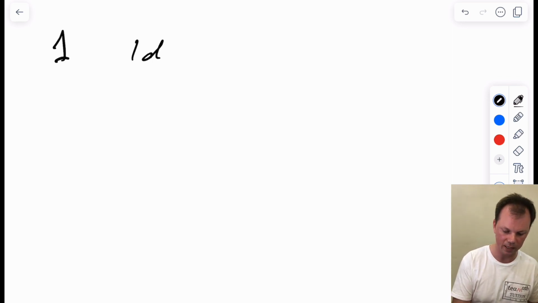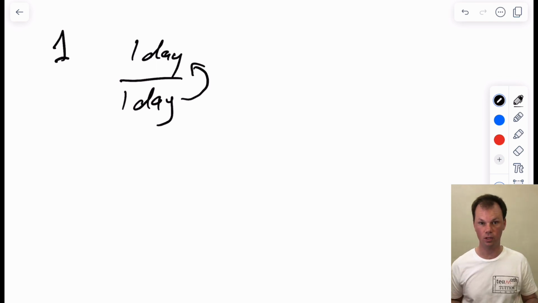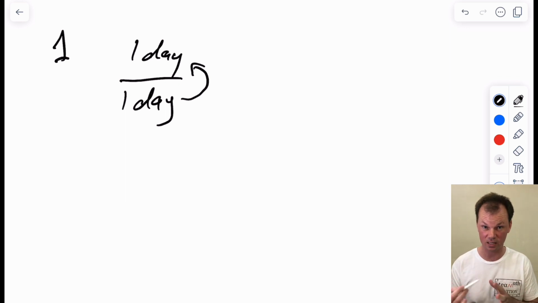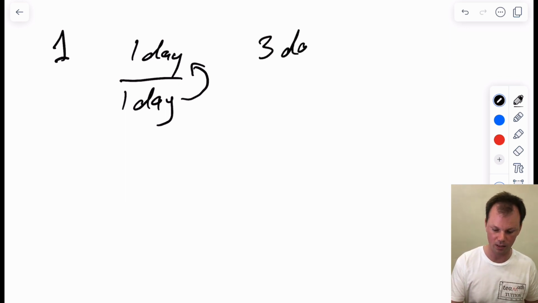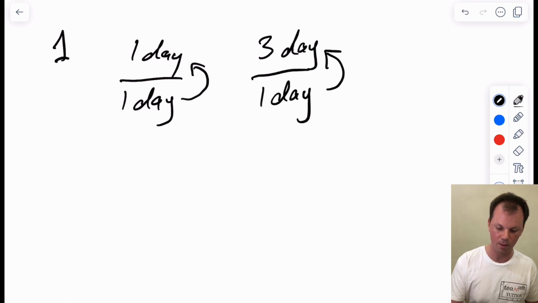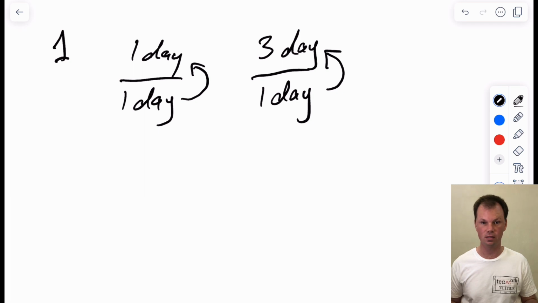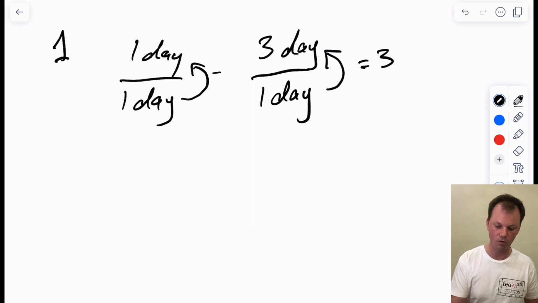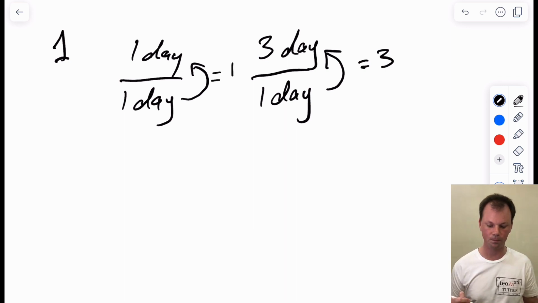If I had 1 day, so we're going to introduce units, divided by 1 day, how many times does 1 day go into 1 day? Well, it goes in once, right? The question sounds a bit weird, but if I change it slightly, it might sound a bit less weird. How many times does 1 day go into 3 days? It goes in 3 times, right? 1 day, 2 days, 3 days. So this is equal to 3, this is equal to 1.